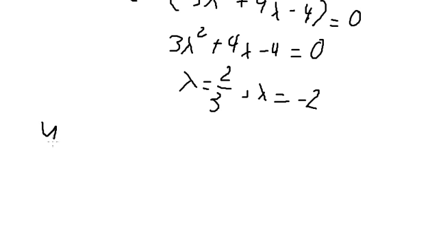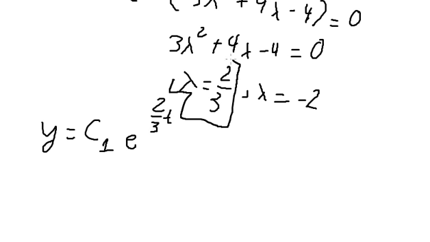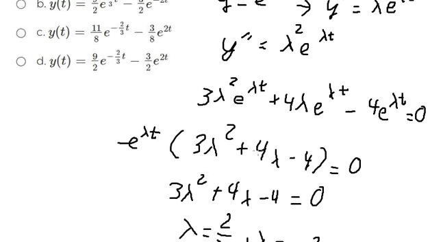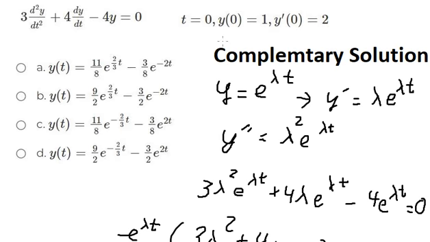And now we have y equal to c1, that's constant number 1, e to the power of 2 over 3 t. Because we change lambda into 2 over 3, we have c2 e to the power of 2t, or negative 2t, sorry. We change this one into in here, and that's why we have negative 2t. Now we have the condition.